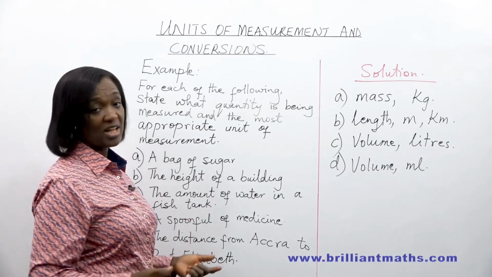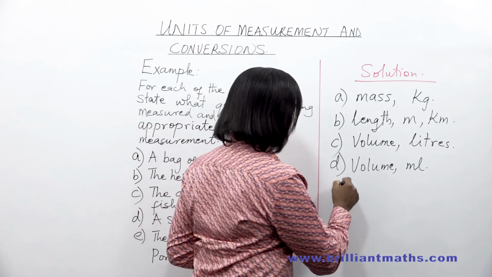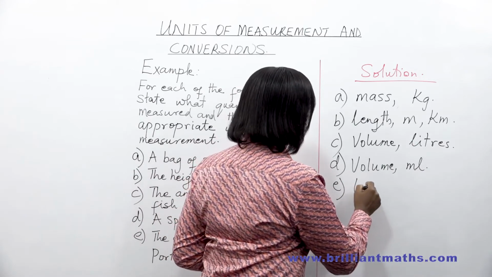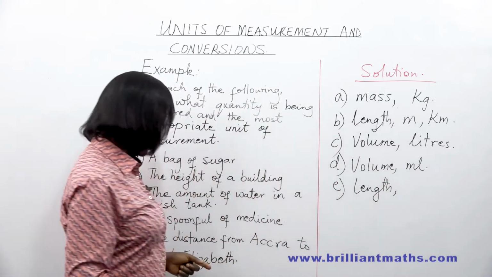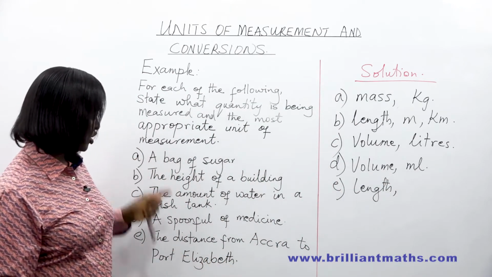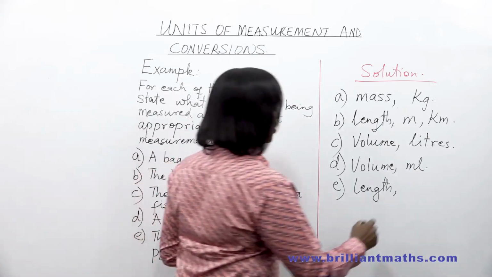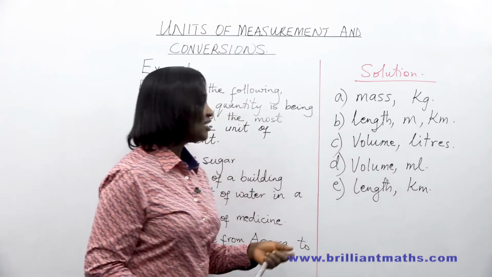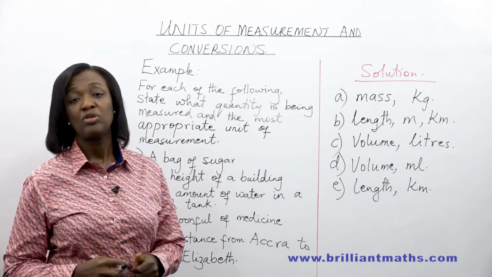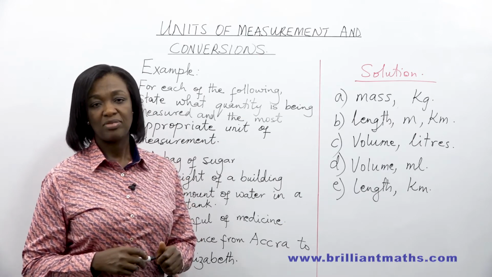E, the distance from Accra to Port Elizabeth. So we're measuring distance or we're measuring length. How far? So I'll call it length. And what will be the most appropriate unit of measurement? It will be in kilometers. So like I said, this is very applicable to real life. So let's look at some other examples.